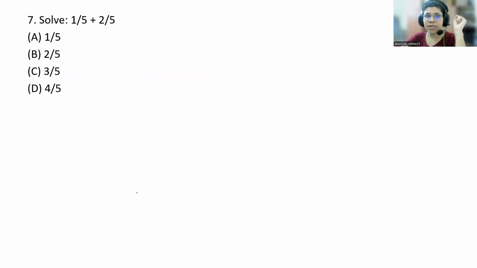Okay. Next, solve 1 by 5 and 2 by 5. It is pretty simple. 1 by 5 and 2 by 5. You can see that denominators are equal. So if denominators are equal, what you have to do? You just have to add the numerators. It is 3 by 5. So 3 by 5, option C is correct.